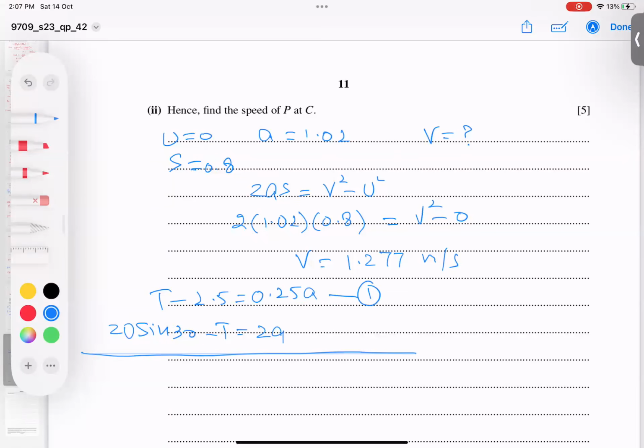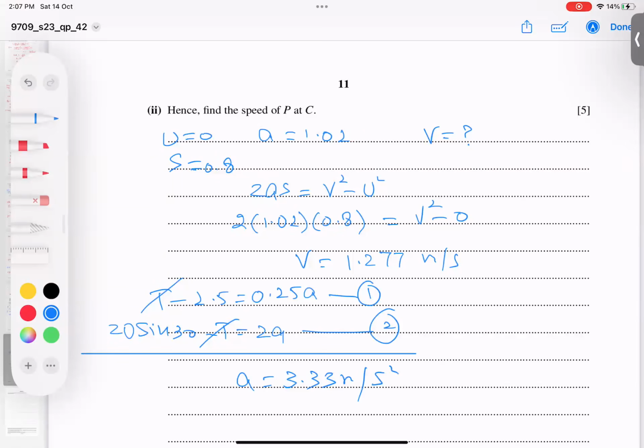So what will happen? T will cancel out here with that. And I'm typing in the calculator. So 20 sin 30 is 10. Out of 10, subtract 2.5. And this answer divided by 2.25. And if I check it, the answer is coming 3.33 meters per second square. So you see that it's changed, okay, due to that reason.